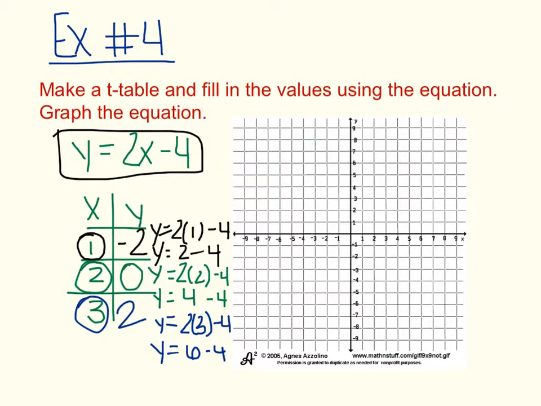And now we graph. Over 1, down to negative 2. Over 2, and we stay on 0 so we don't go up or down. Over 3, up 2. Connect the points.